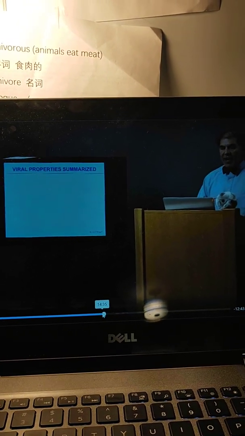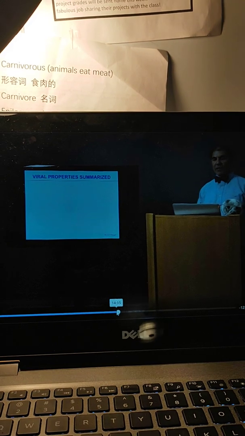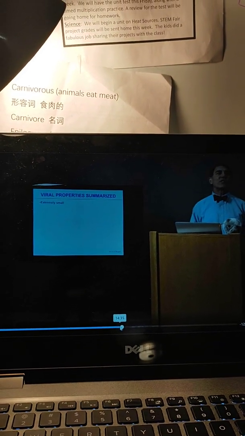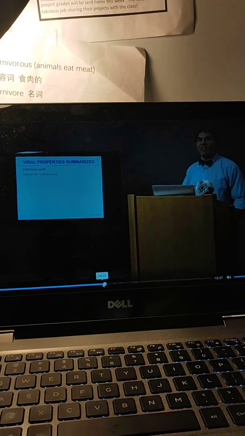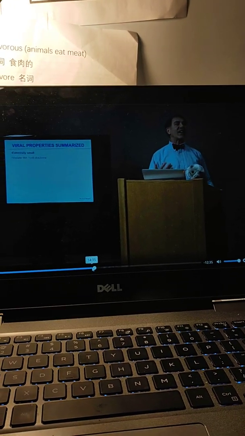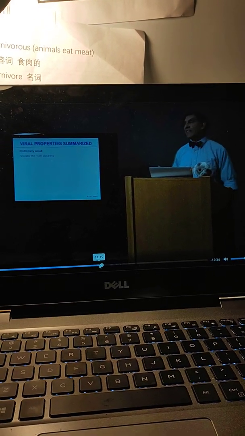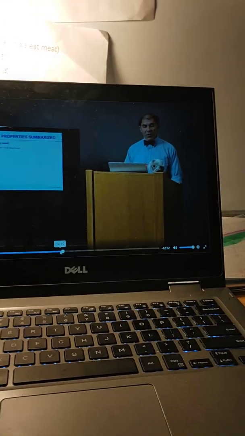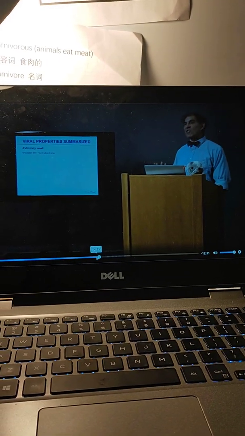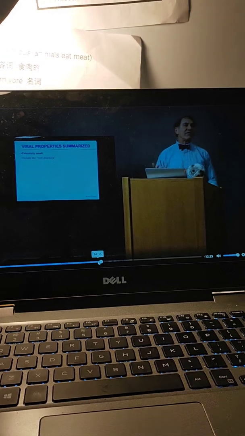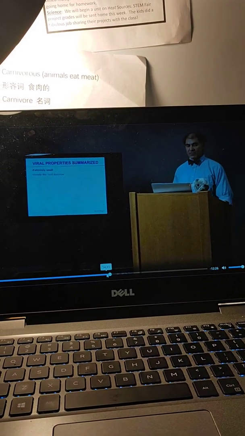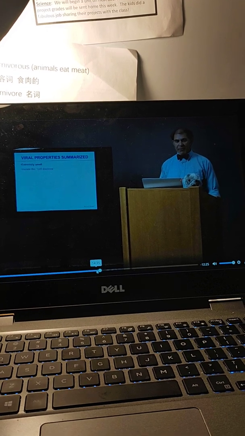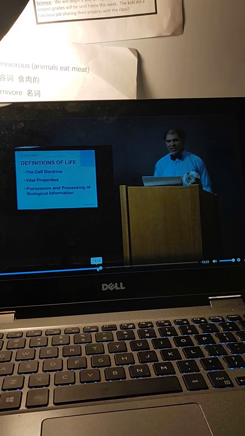So, in summarizing our properties, we talked about the fact that viruses are extremely small, and they're so small that they actually violate the cell doctrine that all living things are made of cells. So we find that viruses, by the first definition, actually fail as being alive because they aren't cellular. So that brings us to our next definition.